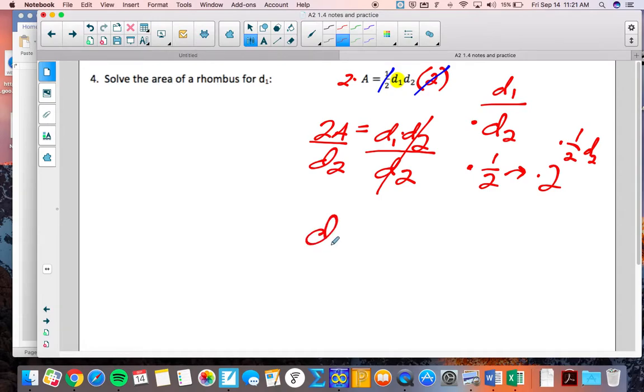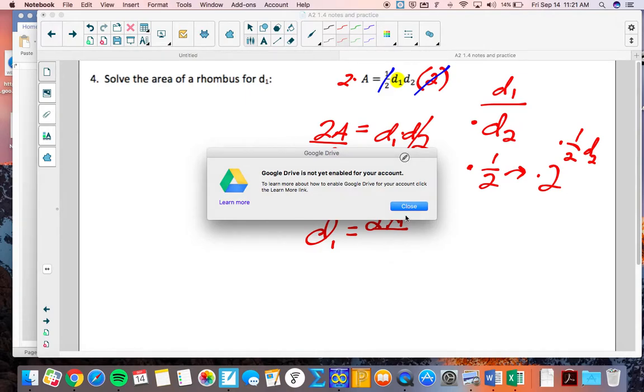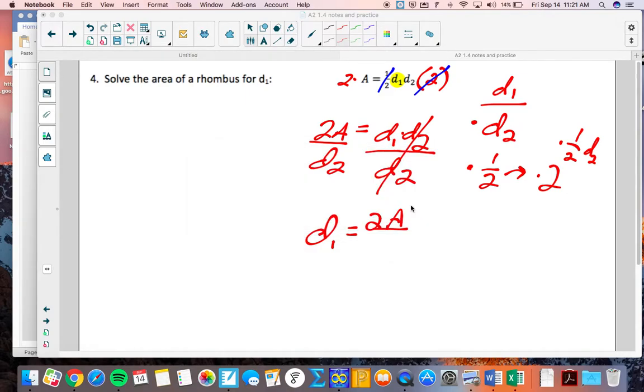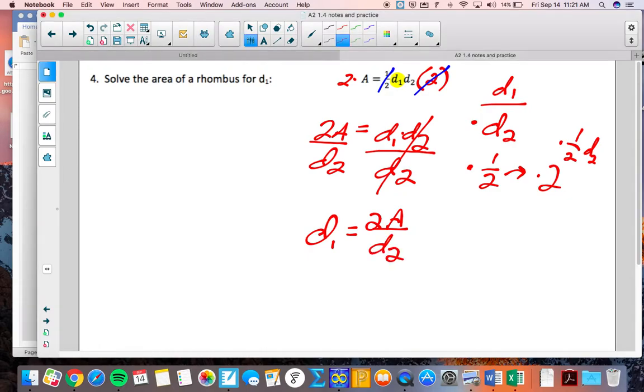I'm going to write it on the left side. Maybe some of you are wanting to know the variable that you're solving for. You put it on the left right away and just switch the left and the right side initially. That's fine too. So d sub 1 equals 2a over d2. Alright, 2a divided by d sub 2. There we are.